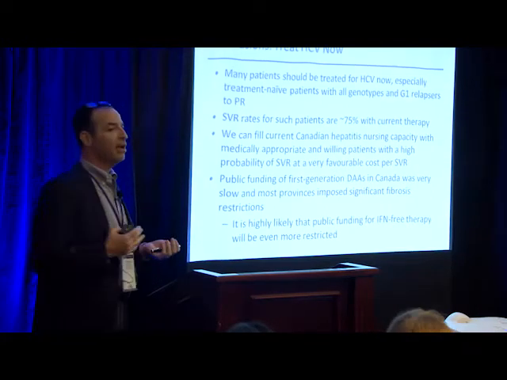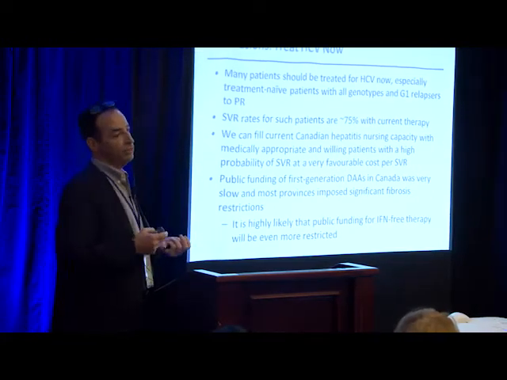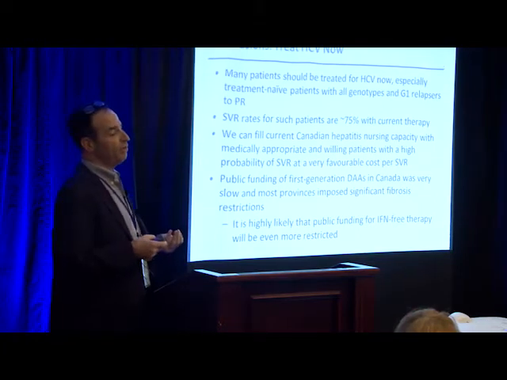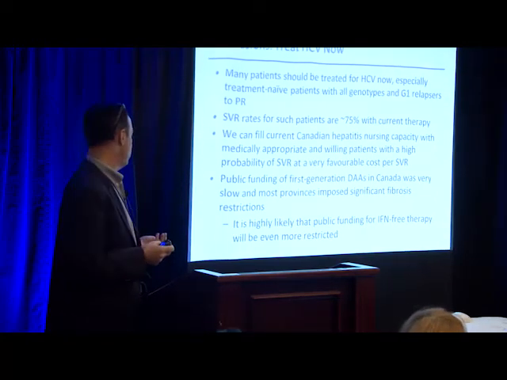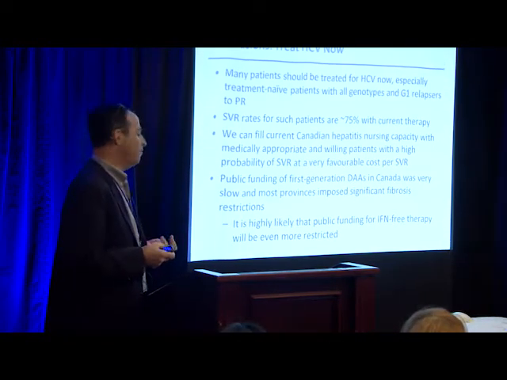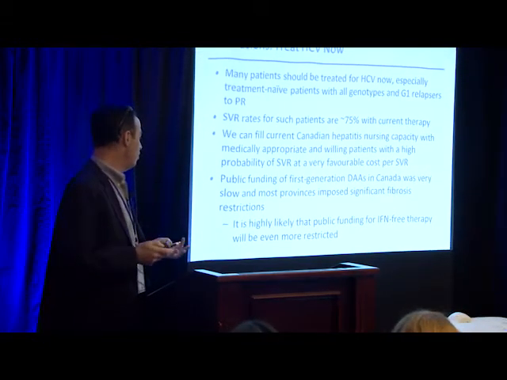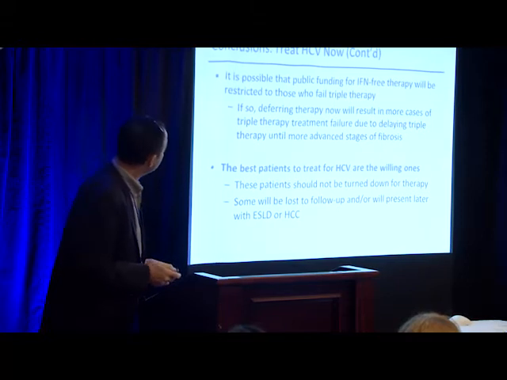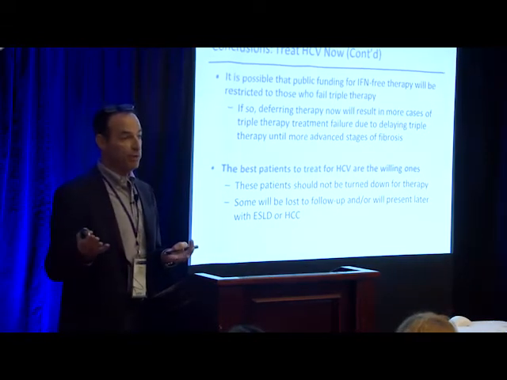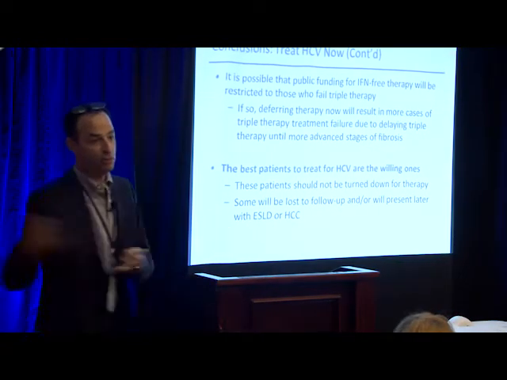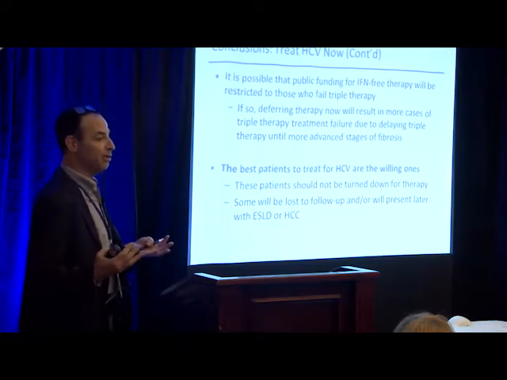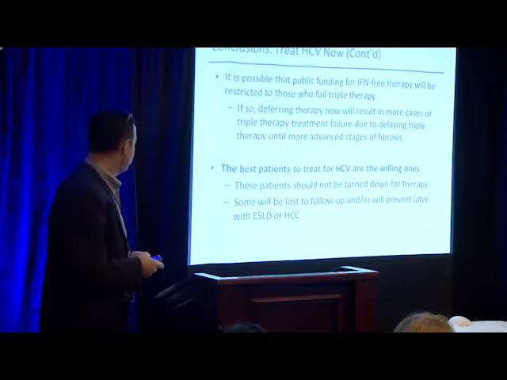And let's not forget how slow public funding of first-generation DAAs has been. And even when it's funded, it's been with restrictions in all but 2 provinces. It's really very, very likely that we're going to have even more restriction on the interferon-free therapy. In fact, it may be restricted to people who failed triple therapy, in which case you let their fibrosis advance and lower their probability of SVR. So yet another reason to do that.